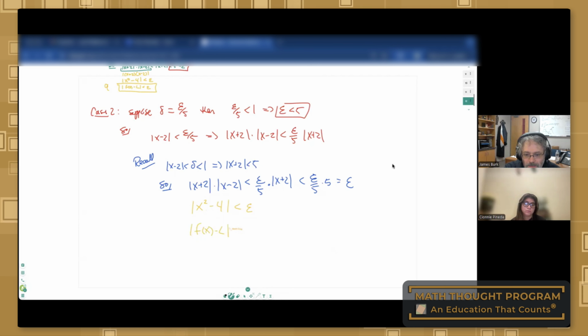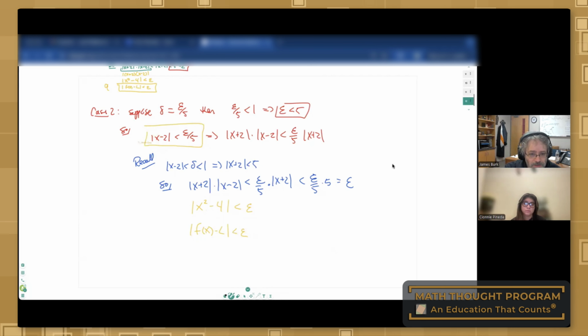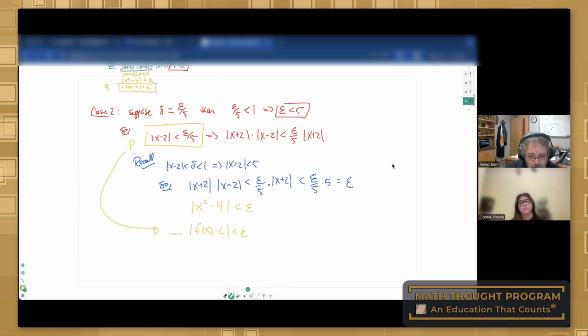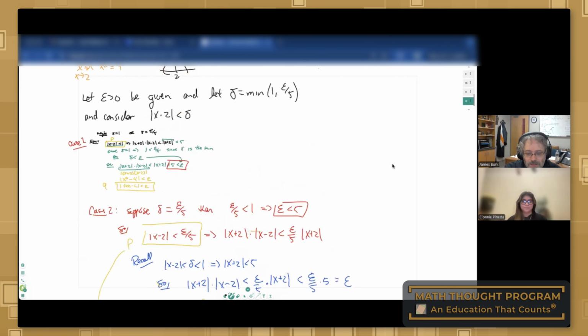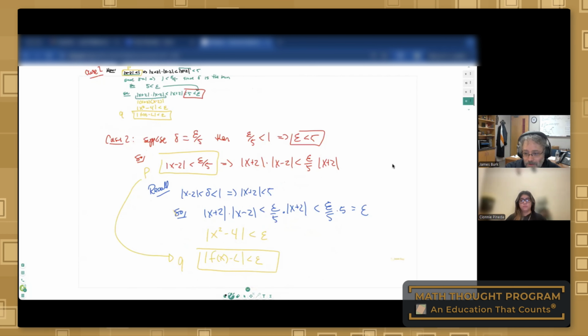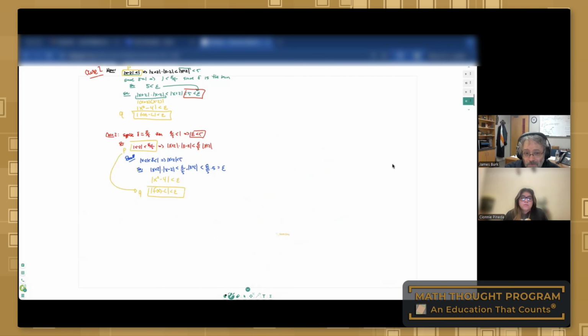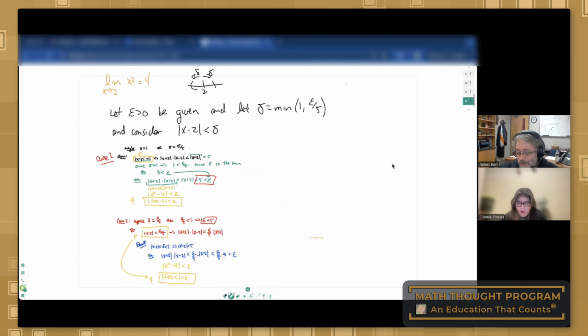which is that. And in case 2, when you made this assumption, the P, we eventually got to the conclusion, the Q, as being true. So, regardless of whether it's case 1 or case 2, we just showed that whenever you're looking at the limit of x squared as x approaches 2, it will be a value of 4. Okay, let me give you a moment there. I want to see if that makes sense.